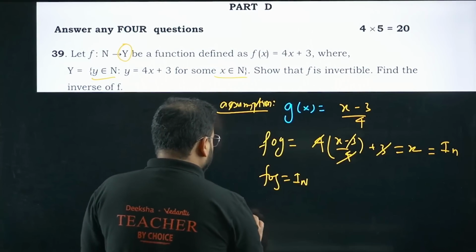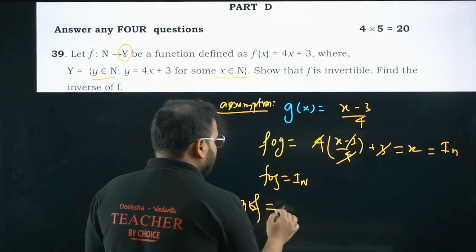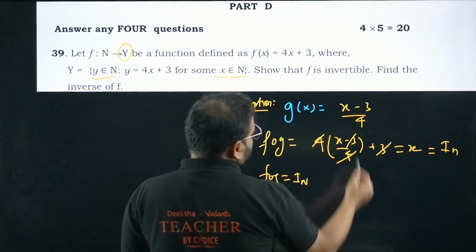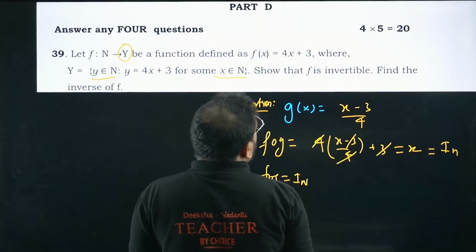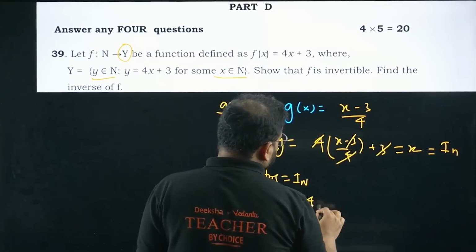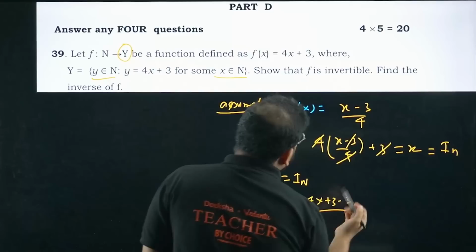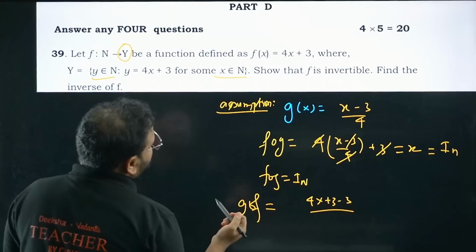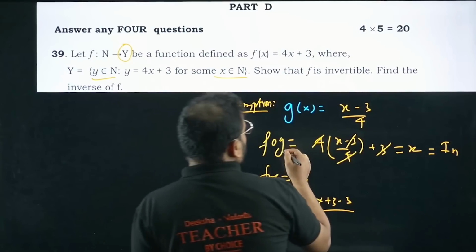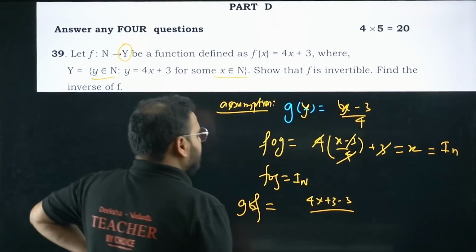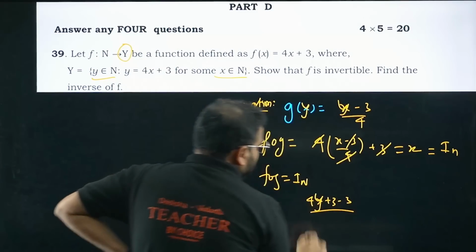Let's find gof now. So in this place, we'll write this function: 4x plus 3 minus 3 upon 4. I'm defining this in terms of, let's say, y. I wrote this as x, no? Let's write it as y only. It'll become 4y plus 3 minus 3, divided by 4.